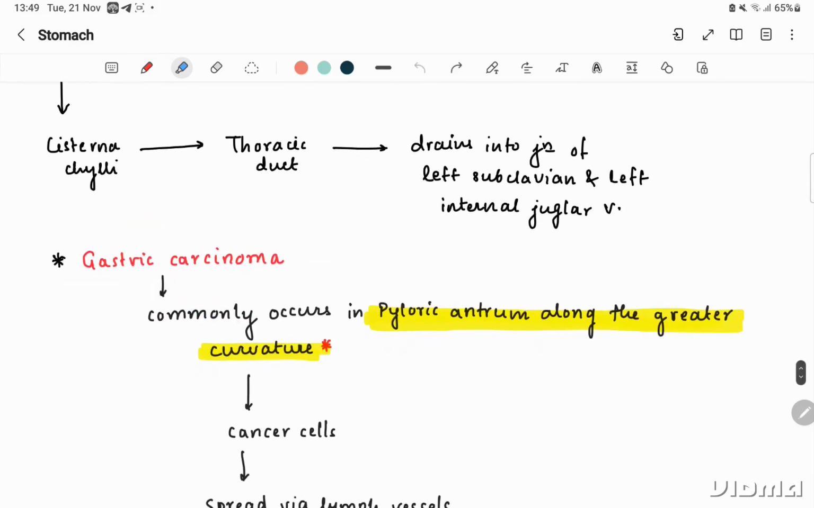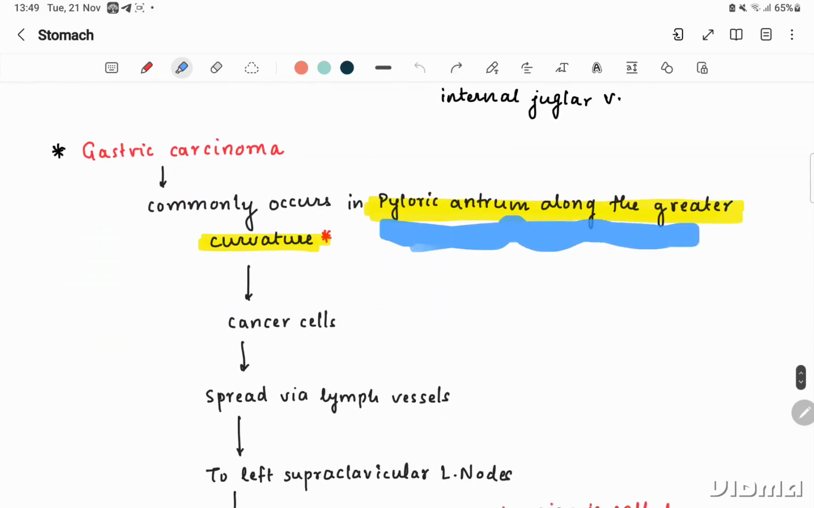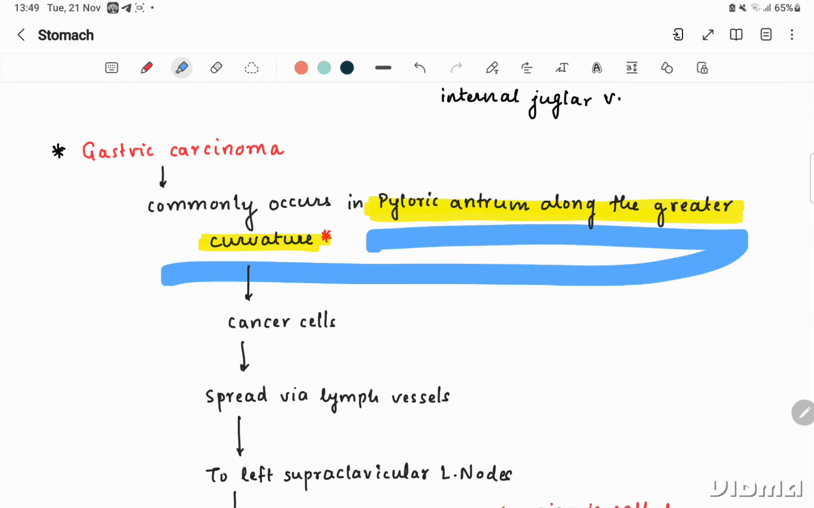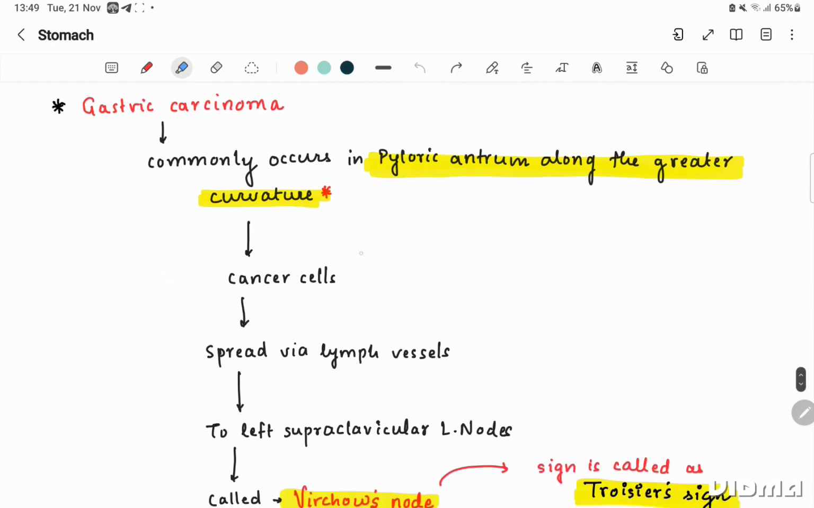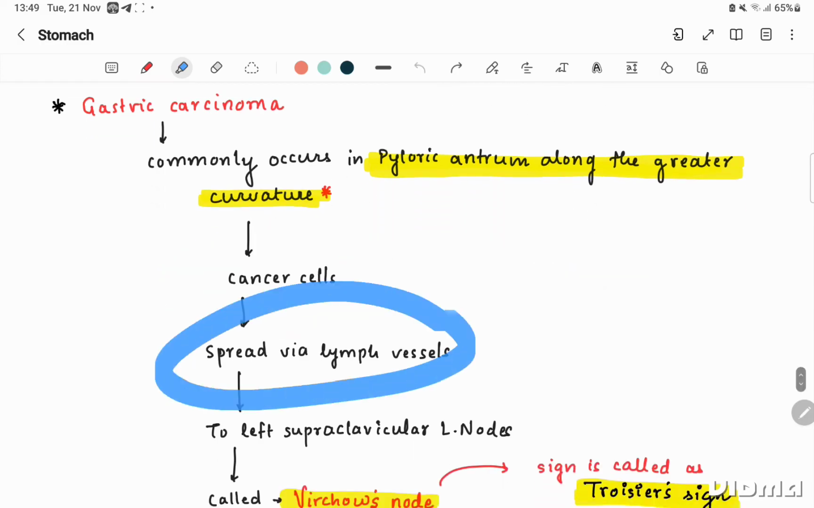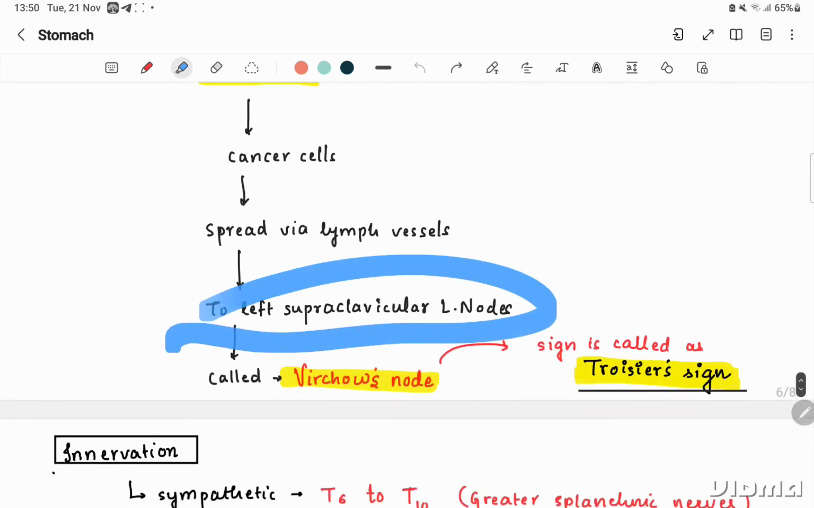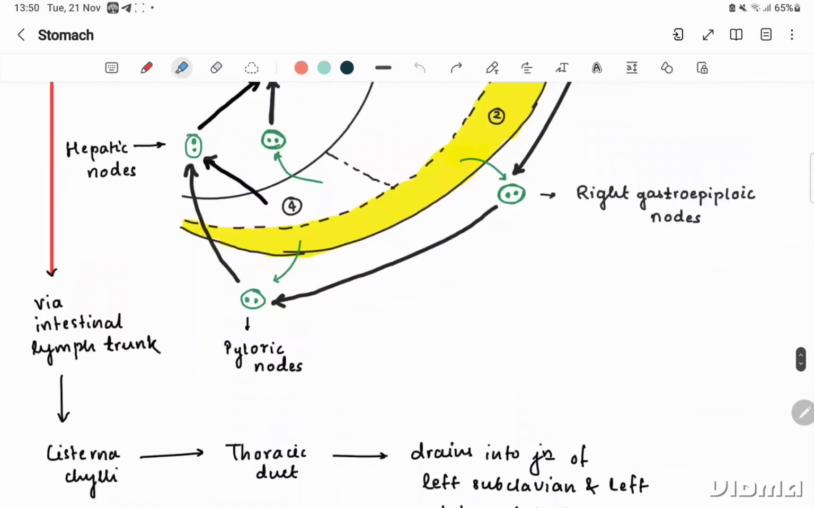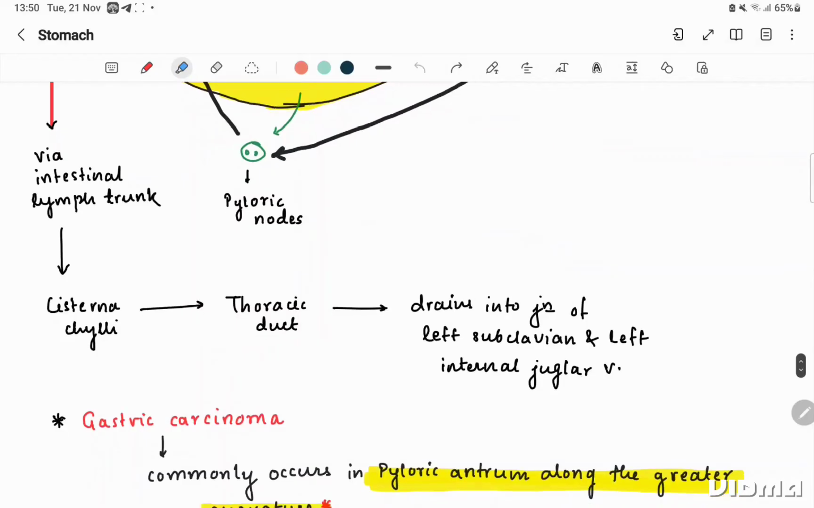In talking about gastric carcinoma, it most commonly occurs in the pyloric antrum along the greater curvature. The cancer cells spread by the lymphatic vessels to the supraclavicular lymph nodes. So you can see the left subclavian, the supraclavicular.